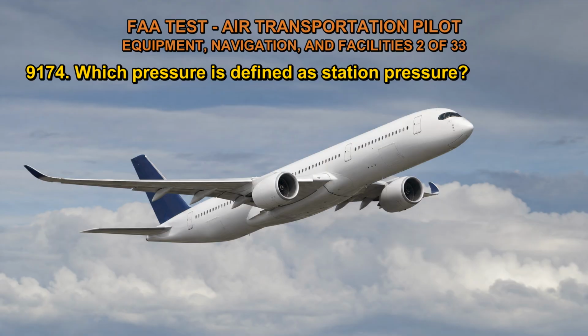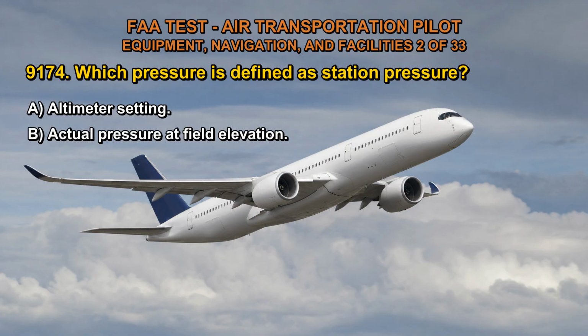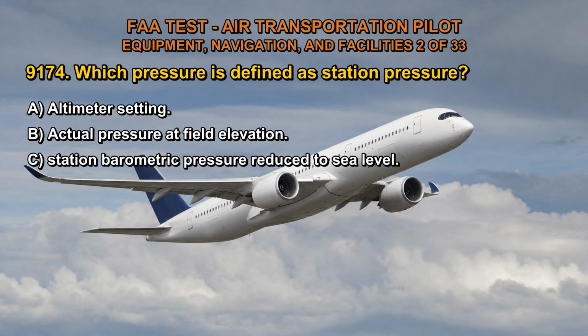9174. Which pressure is defined as station pressure? A. Altimeter setting. B. Actual pressure at field elevation. C. Station barometric pressure reduced to sea level.